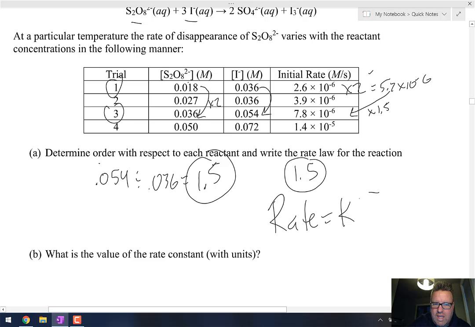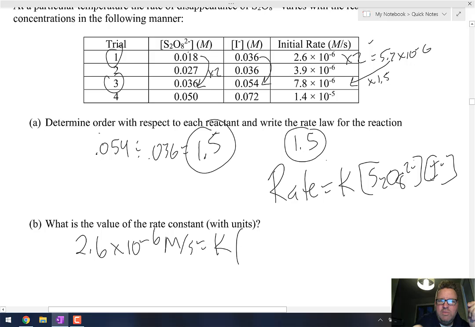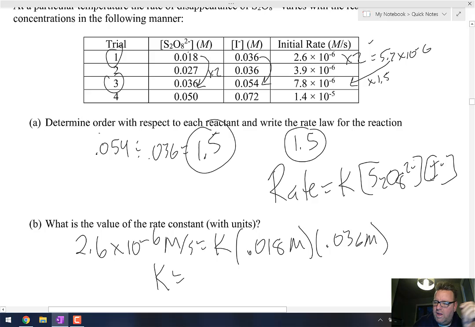The rate is equal to k times the concentration of S2O82 minus times the concentration of I minus. What is the value of the rate constant? Again, I'll just take the first trial. You don't have to, you can take any trial. Molarity per second is going to equal k times the concentration of S2O82 minus, 0.018 molar, times 0.036 molar. And then I'm going to solve for my unknown.